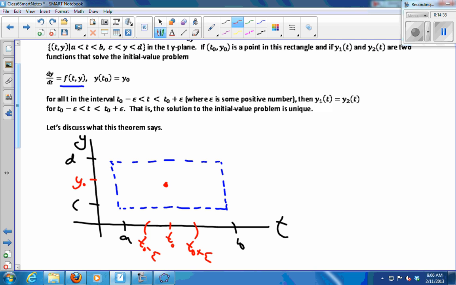So this theorem says that if you can find two functions that satisfy this, so you've got a y1 and a y2, okay, then really you can make the conclusion that y1 and y2 are the same function. So it's kind of a backwards way of saying that you can only have one. If there are two, they are the same, is the same thing as saying there can't be two. There is only one.